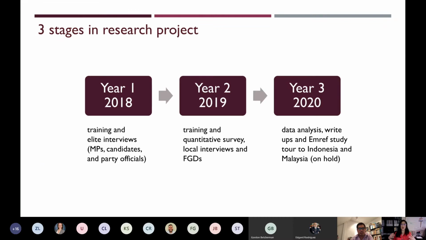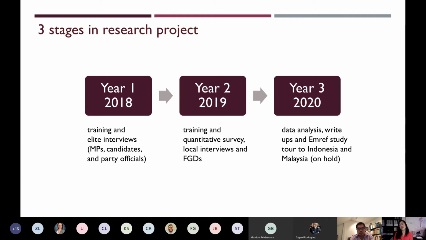So there are 3 stages in our research project. We have 3 years. In the first year, we did a few trainings with MREF, and we conducted a trial of elite interviews, mostly with MPs, candidates, and party officials. In year 2, we continued with training, but mostly quantitative training in terms of survey data analysis, and also training on focus group discussion, how to moderate. Year 2 was also a year where we started collecting data around the country, which was a big project.